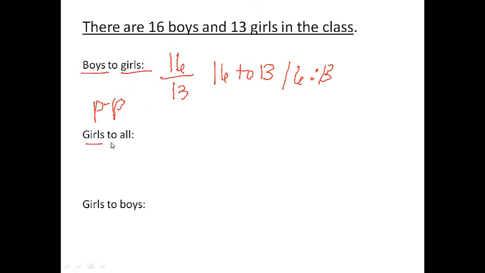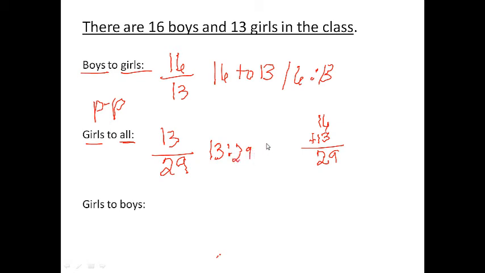Alright, what about girls to all? So I've got to list the girls first. We've said 13 girls. And how many in all? Well, there's 16 boys and 13 girls. So what you have to do is come over to the side and add up how many students there are in all, and that makes it 29. So there's 13 girls out of 29 students. And then I can write it like this, and also with the word 2.